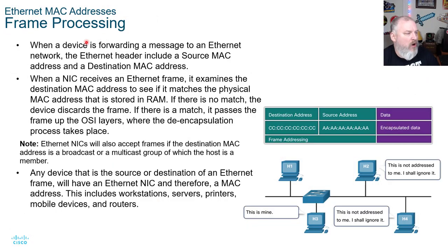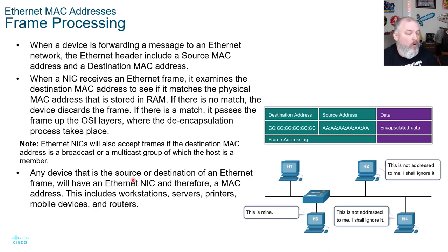Now, when we're talking about frame processing, when a device is forwarding a message to an Ethernet network, the Ethernet header includes a source MAC address and a destination MAC address. So when the NIC receives an Ethernet frame, it examines the destination MAC to see if it matches the physical MAC address that's stored in RAM. If there's no match, the device discards the frame. If there is a match, it passes the frame up the OSI layers where the de-encapsulation process takes place. So Ethernet NICs will also accept frames if the destination MAC is a broadcast or multicast group of which the host is a member. And we'll take a look at those here in just a second.